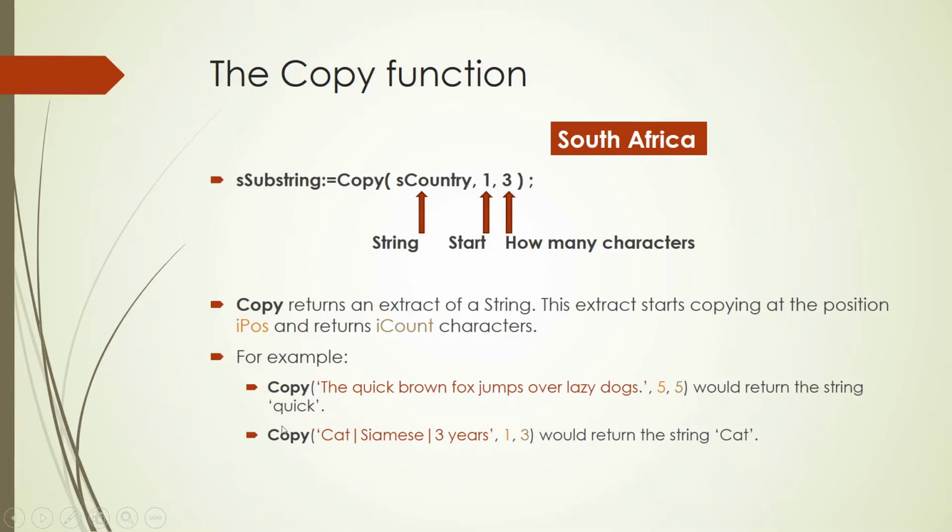Let's look at another example. I'm using copy, and the string that I'm copying from is the quick brown fox jumps over the lazy dog. I want to start copying at position 5 and I want to take 5 characters. Remember the space is position 4, so position 5 is the letter Q. I want to take 5 characters starting from the letter Q, including the letter Q. So it's Q, U, I, C, and K are my 5 characters. In this example, it's going to return quick.